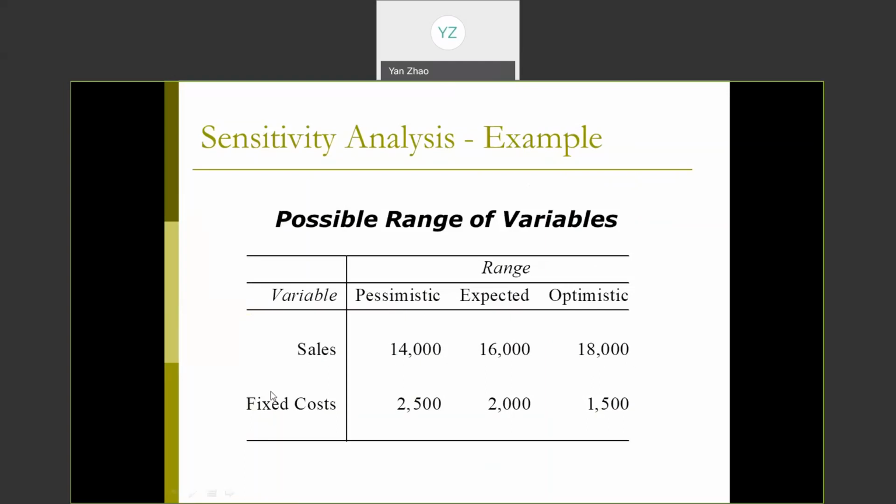The second number that can also be changed is fixed cost. In our baseline model, we expect $2,000 fixed cost. But in optimistic estimation, you could have lower cost, $1,500. In the pessimistic estimates, the fixed cost is $2,500.